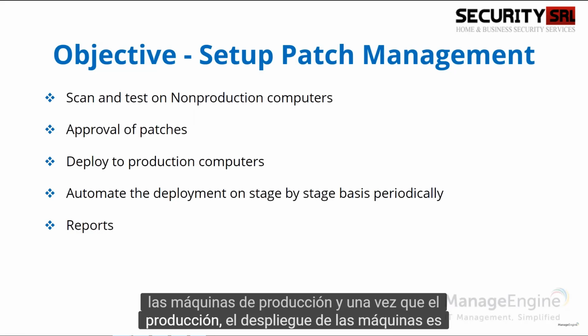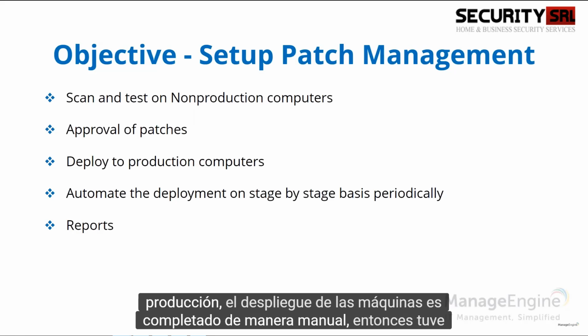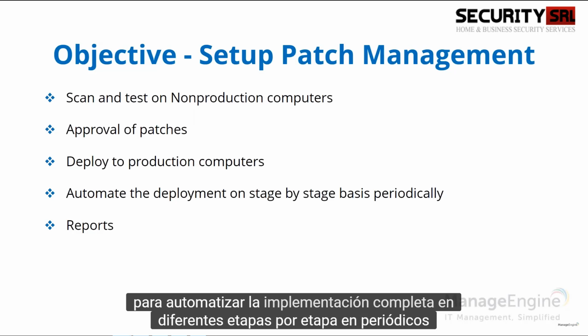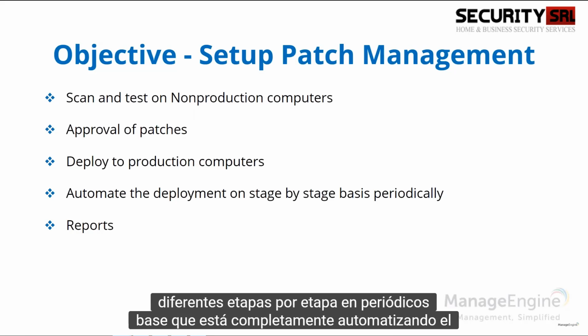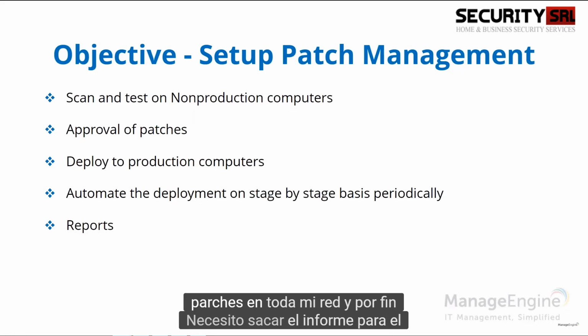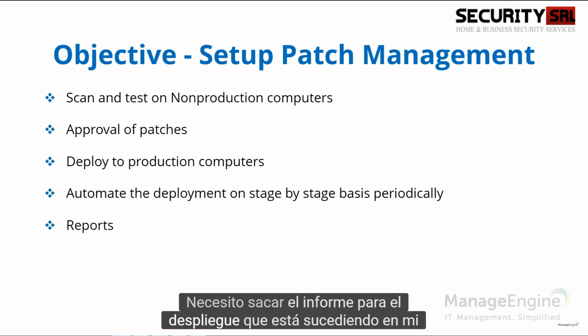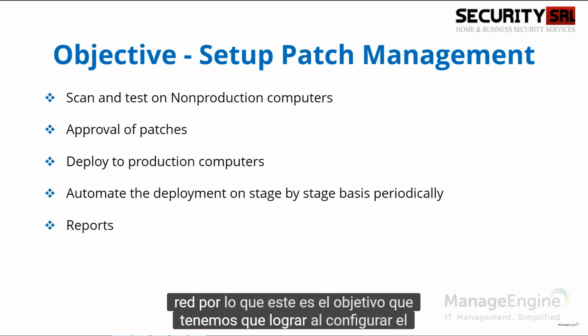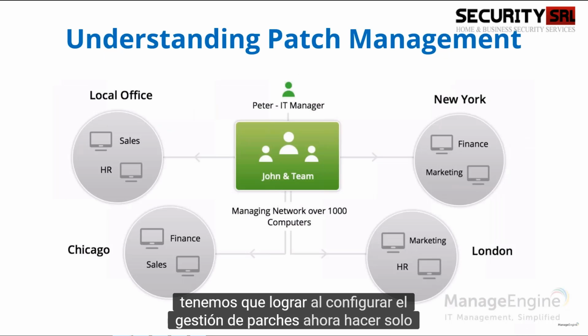And once the production machine deployment is completed in a manual manner, then I have to automate the complete patch deployment, stage by stage, on a periodic basis. That is completely automating the patches on my entire network. And at last, I need to pull up the reports for the deployment which is going on in my network. So this is the objective which we need to achieve in setting up patch management.